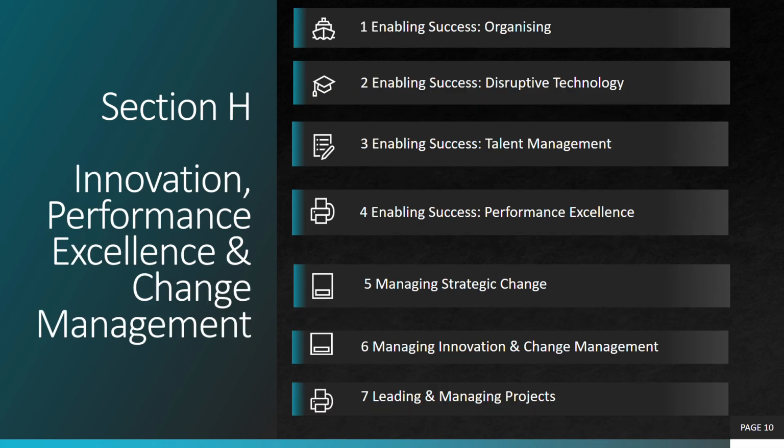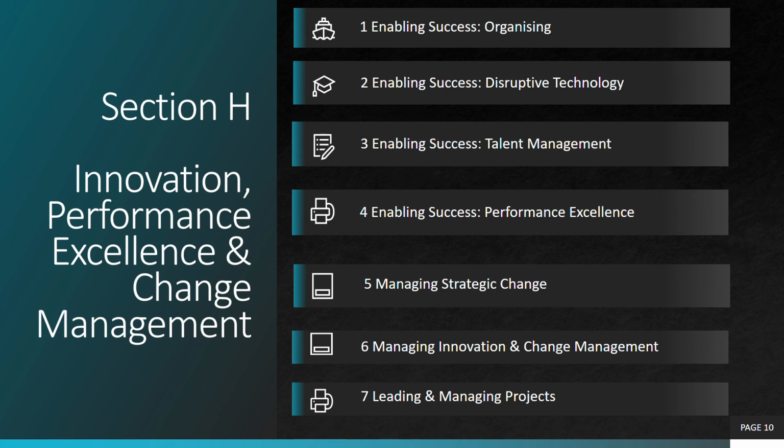Section H, the last section of the syllabus, is innovation, because innovation is a must. You have to innovate. The faster you innovate in a marketplace, I'm telling you, the better you are. Your position is secured. You are in a better position compared to your rivals. Okay, performance excellence and change management. Here this is the largest of all the sections.